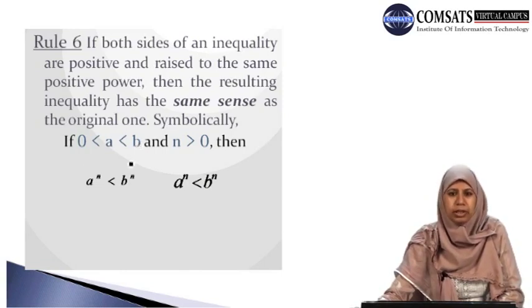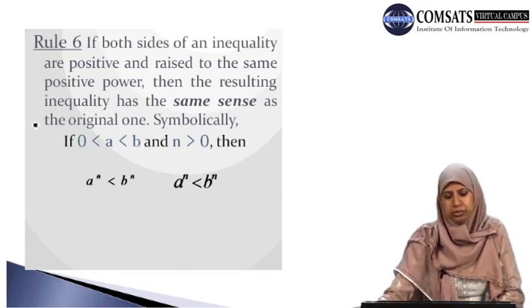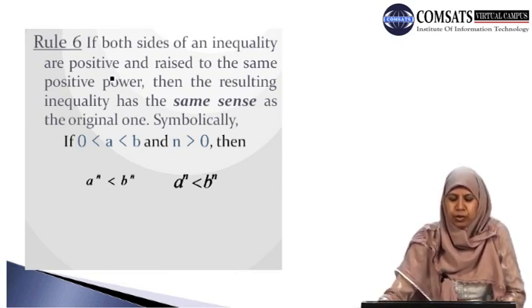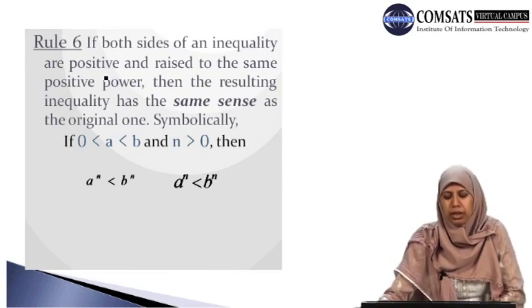Here we have used the double inequality to define our rule 6. And if we raise the inequality to a positive power, let's say n is the power to which we want to raise our inequality, and n is positive, then A to the power n will be less than B to the power n.